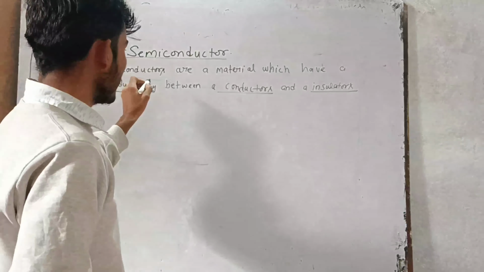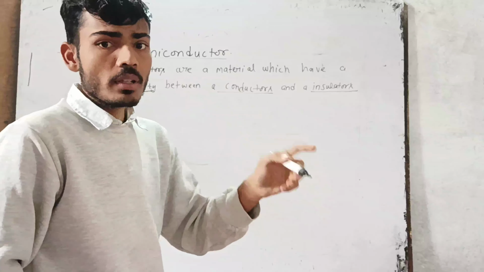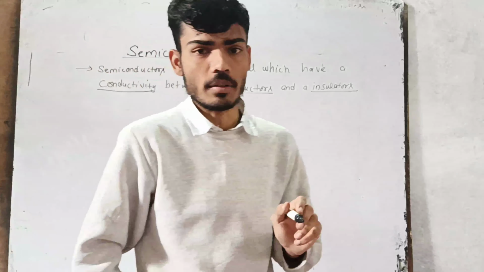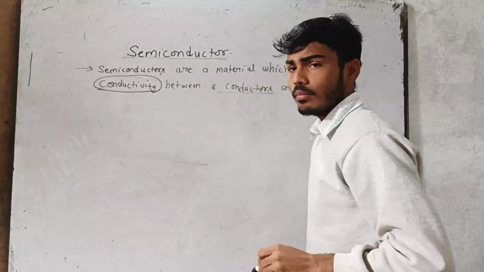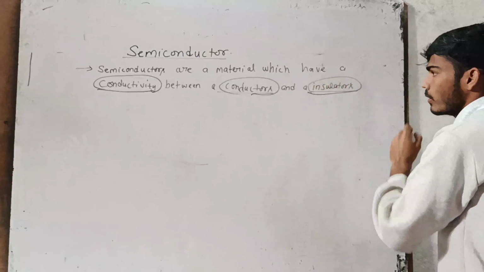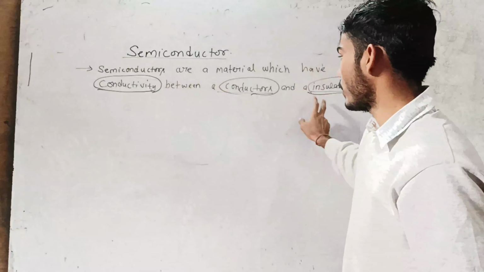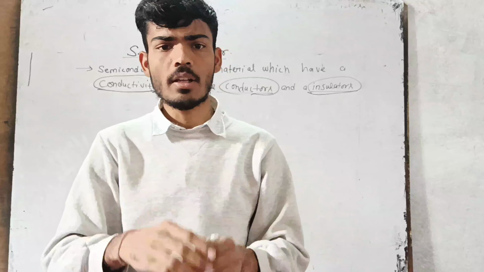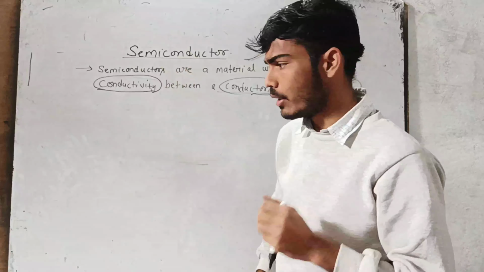Here the definition tells us semiconductors are those materials whose conductivity is between a conductor and an insulator. So what is conductivity? And what are conductors and what are insulators? To understand semiconductor, we have to understand these three terms. So let's understand firstly conductors, insulator and conductivity. Then automatically you will get this definition very easily.